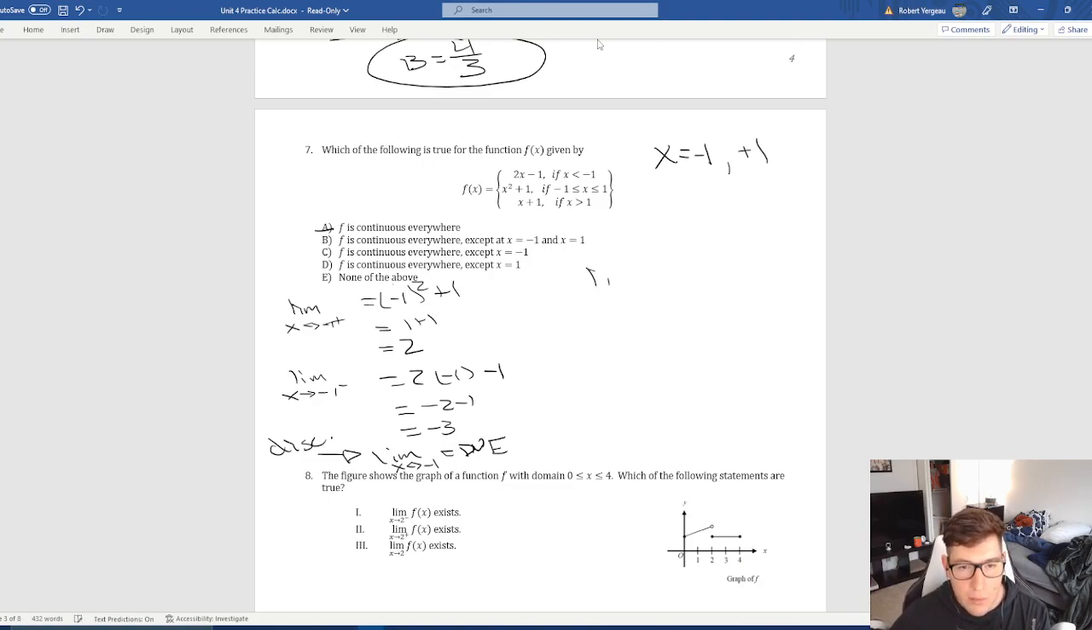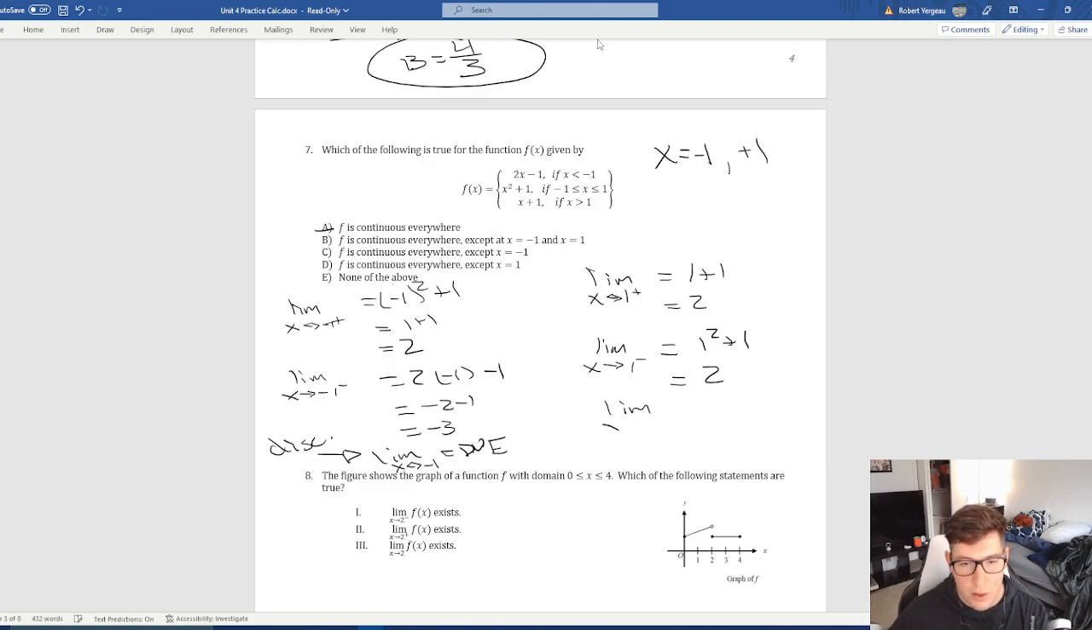If I am taking the limit as x approaches 1 from the right, I am greater than 1, and so I should be using this bottom function here. So I'm going to have 1 plus 1, simple enough, 2. Let's check from the left. x approaches 1 from the left. That's going to be 1 squared plus 1. Well, 1 squared is 1 plus 1, that's 2. Okay, well that's looking good.